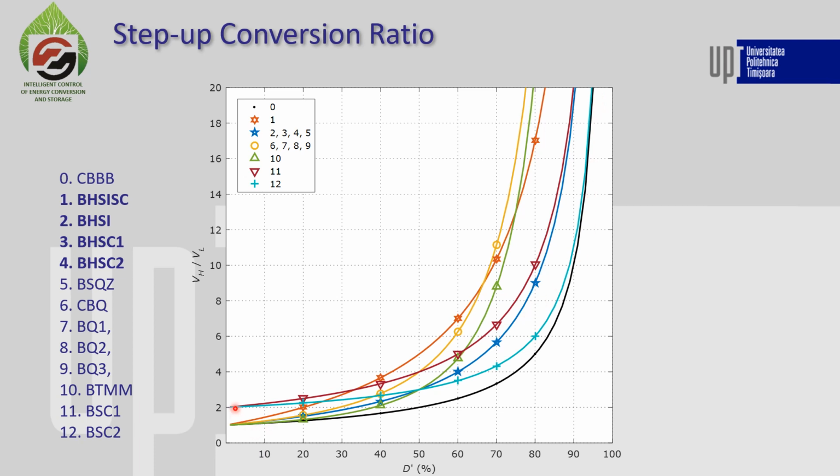But we have to keep in mind here that the two switched capacitor converters are limited by a conversion ratio of 2. They cannot go lower, even if this is maybe not required, but they cannot go lower than 1 compared to the rest of the converters.